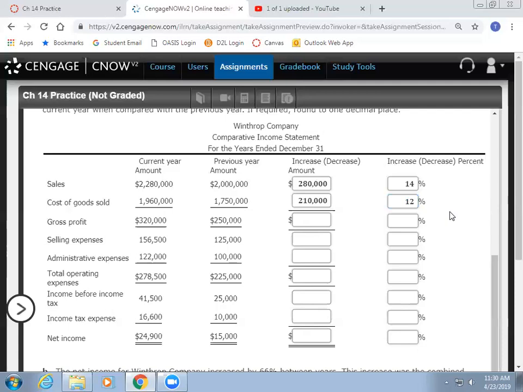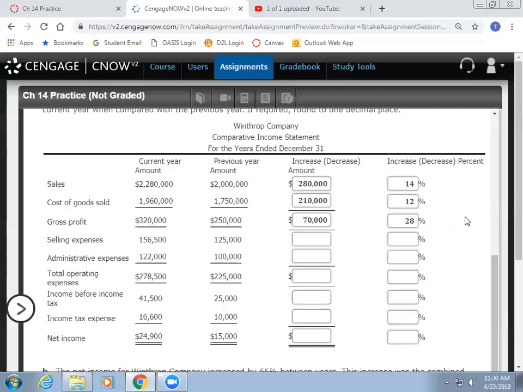Did gross profit increase or decrease? Increase, good. And it increased by 70,000. It's a pretty big increase. So what's the percent change of gross profit? 28, perfect, 28%. Okay. And then we just keep on going.